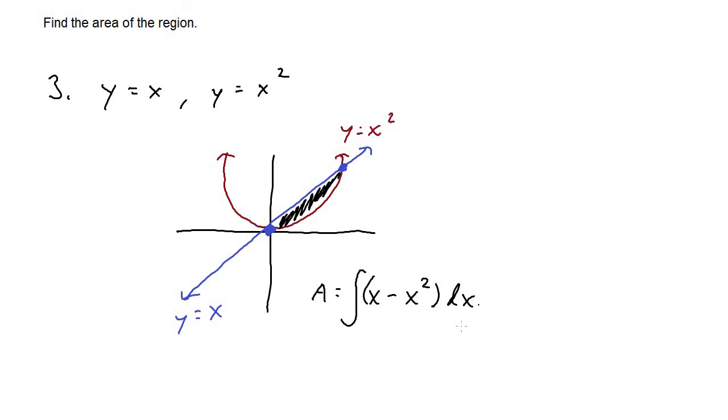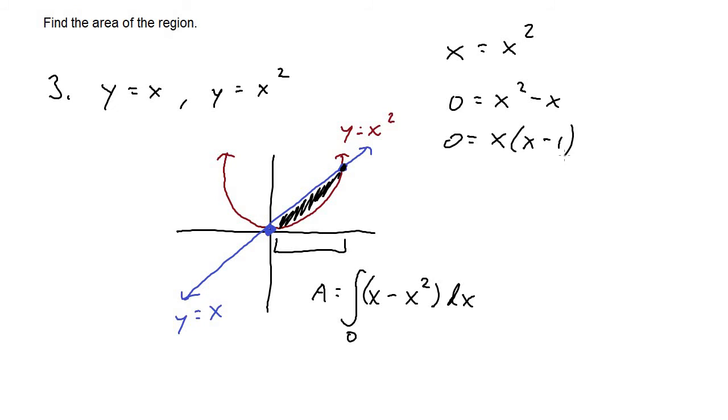Because our variable is x, we have to find the x bounds. Now notice the lower x bound is 0, and we need to find what the top x bound is. The top x bound is where those two curves intersect. So to find that intersection point, we can set those two curves equal to each other. So x is equal to x squared. Now I can go ahead and subtract over the x, so 0 equals x squared minus x. I can then factor out an x, so 0 equals x times x minus 1. Then I can set each of those factors equal to 0. So x equals 0, and if x minus 1 equals 0, then x equals 1.